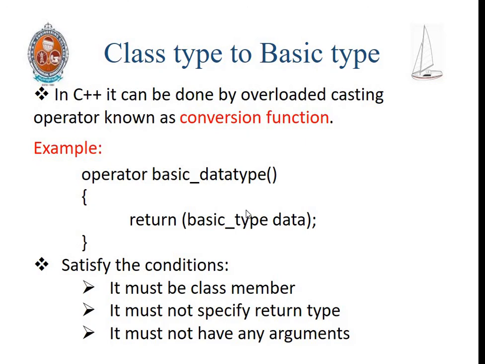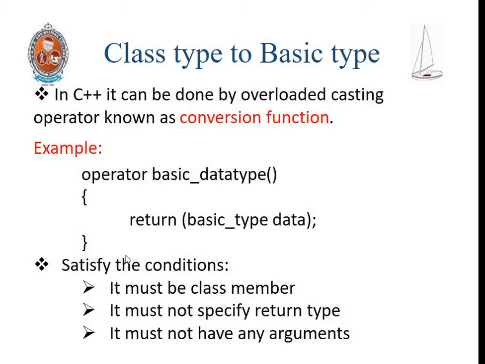Next is the conversion from class type to basic type. In C++, it can be done by using an overloaded casting operator. It is also known as a conversion function. This is the basic syntax for it: operator basic data type, open parenthesis, return of basic data type data, curly brace close. In this syntax, the conversion function has a keyword called operator. Here you can see the basic data type to which you want to convert your object.